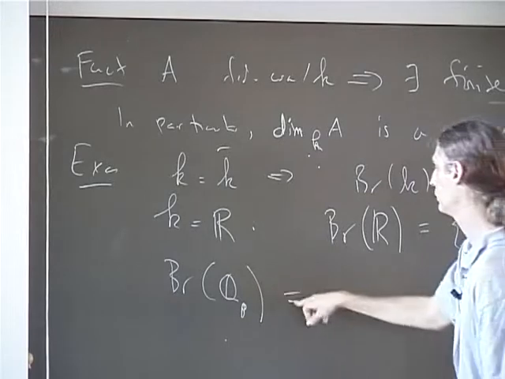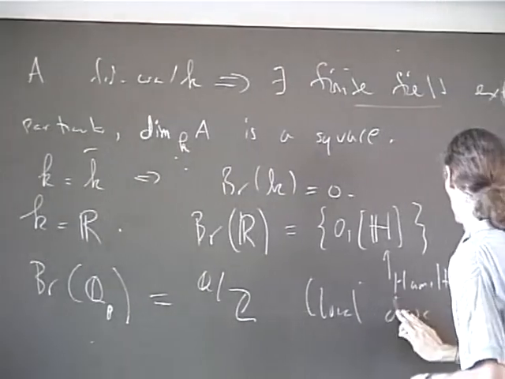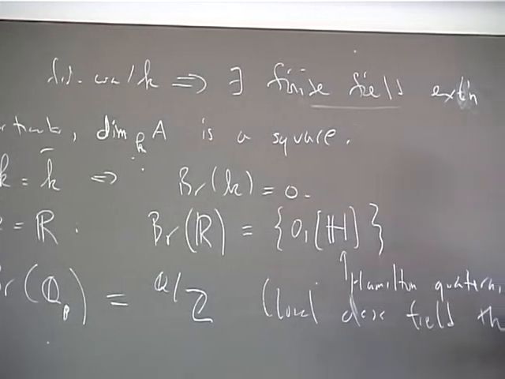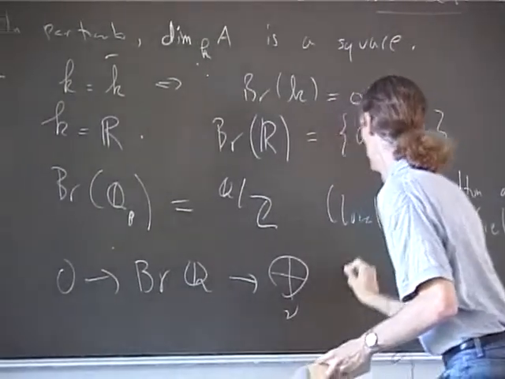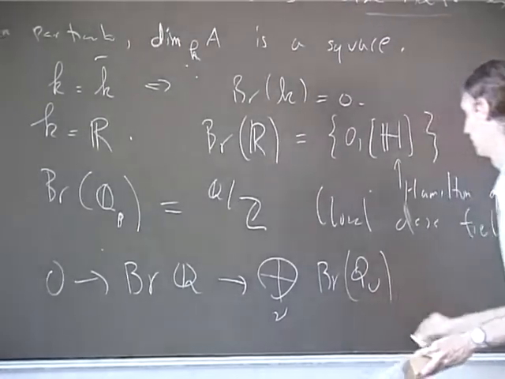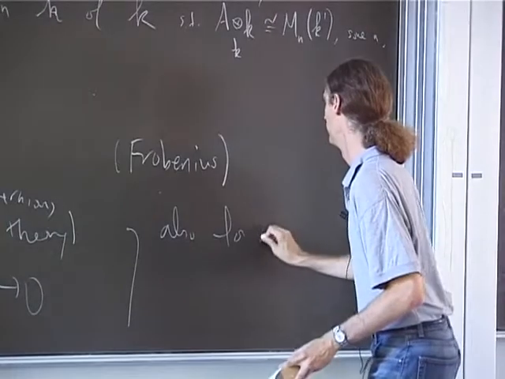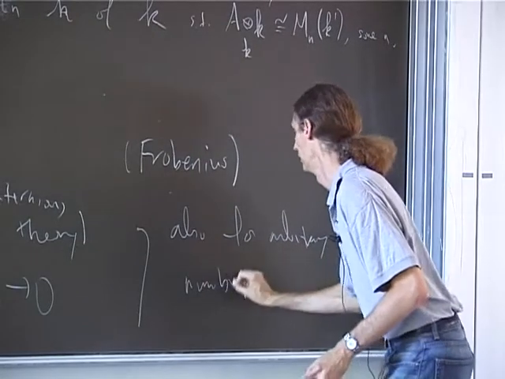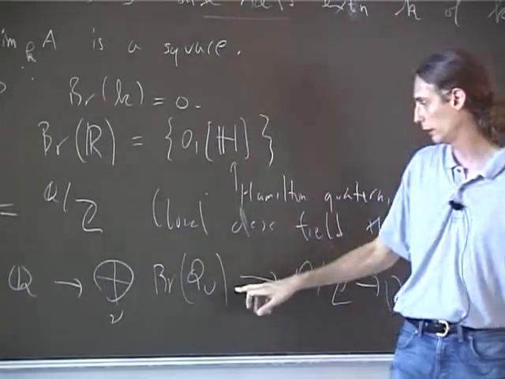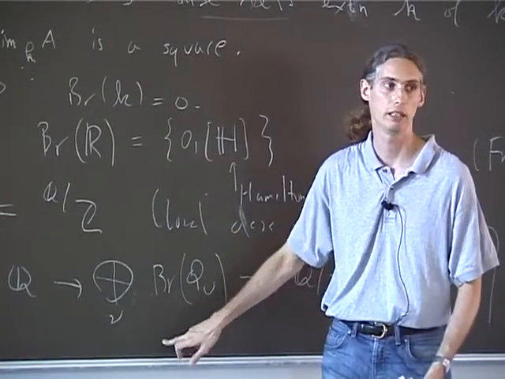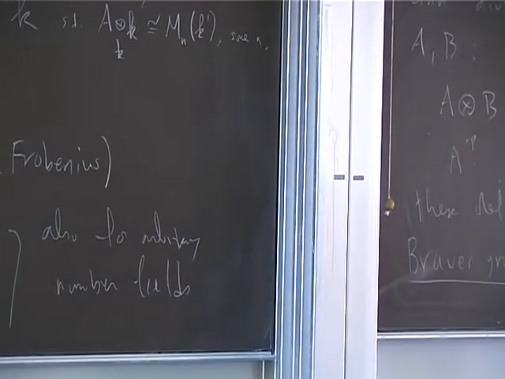Okay, so local class field theory identifies the Brauer group of the p-adics with Q mod Z. And then by global class field theory, there's a short exact sequence. And this is then more general, also for arbitrary number fields. So here again, I'm using this notation where you sum over all places. So again, this is all primes as well as the place at infinity. And for a general number field, you have all valuations, both Archimedean and non-Archimedean.